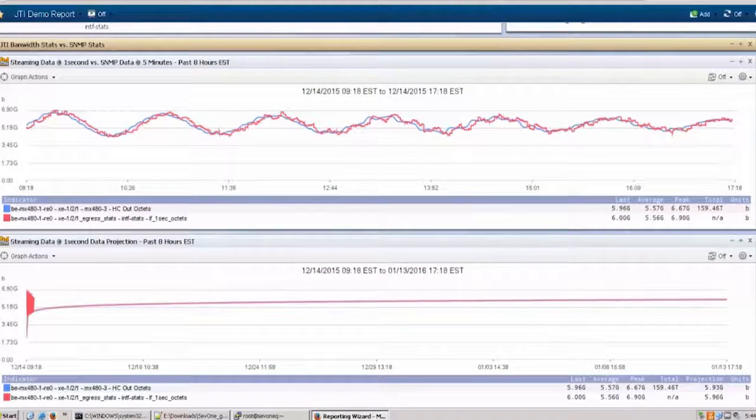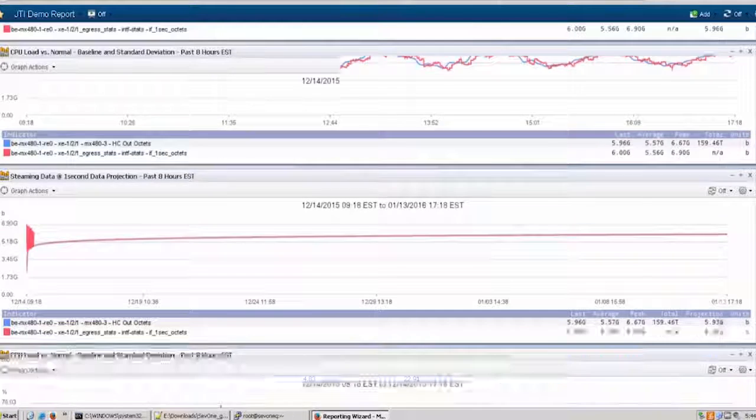Below that, another powerful feature of the Sub1 product is the ability to trend out where this interface is going to go 30, 60, 90 days from now. Sub1 has the ability to collect, store, and report on up to a year's worth of raw data and give very accurate projections using that raw data to show us where this interface is going to be sometime in the future.